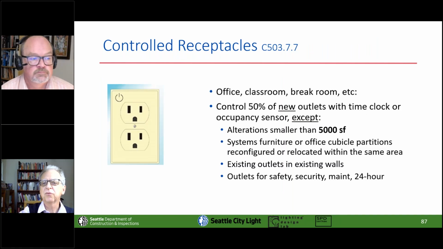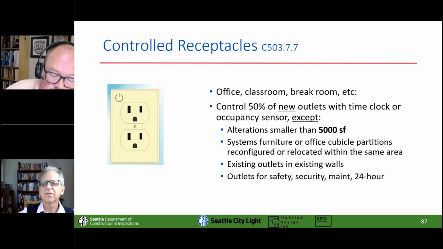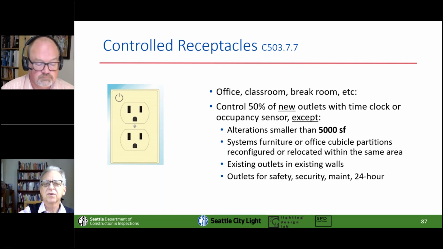Same thing with controlled receptacles. 50% of the new outlets, so you can leave existing outlets that aren't being touched alone, but half of the new ones would be controlled with that time clock or aux sensor. Except then we said, okay, not small alterations, not just moving your office cube system around, not the existing outlets, or things that aren't really compatible with being controlled outlets.